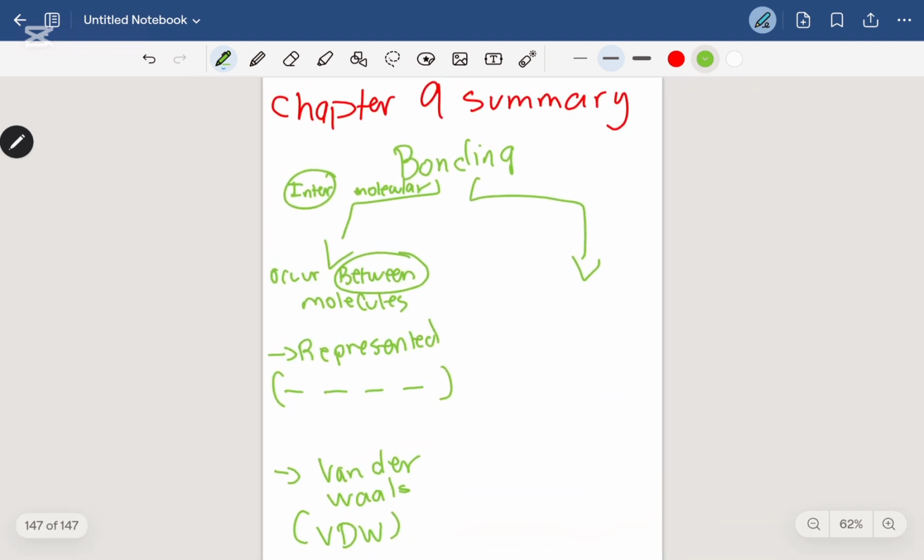So for now, we discussed intermolecular bonding. It occurs between the molecules. It's represented as dot, dot, dot, or like line, space, line, space, line. And the forces are usually van der Waals forces, which are very weak forces, okay? For now, we don't need to understand what van der Waals forces are. We just know that van der Waals was a scientist who discovered these forces and they are named after him. And we know that they are very, very weak forces applied between the molecules.